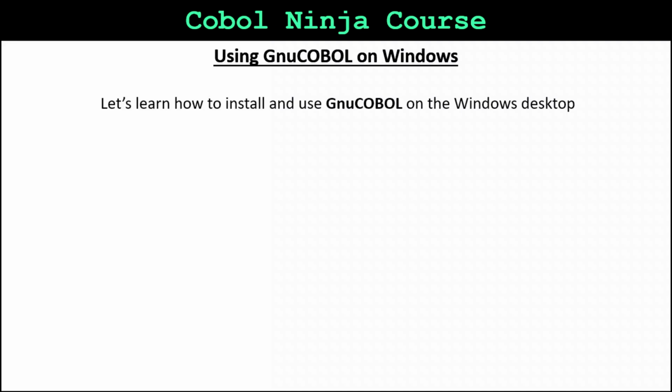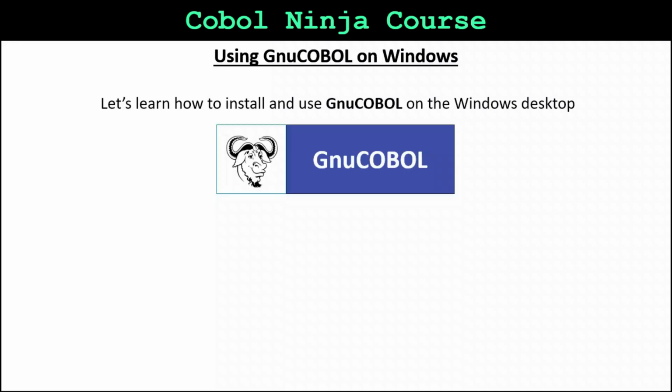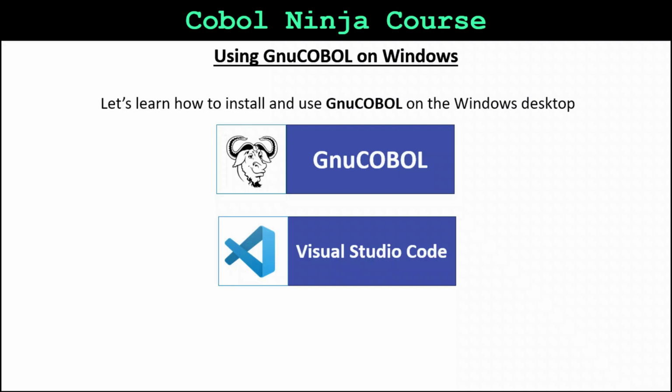And now let's learn how to install and use GNU COBOL on the Windows desktop. We're going to do two downloads. The first is the GNU COBOL compiler and Visual Studio Code, which you may already have installed. And since I'm starting from a clean Windows machine, I also downloaded and installed Google Chrome and WinRAR.